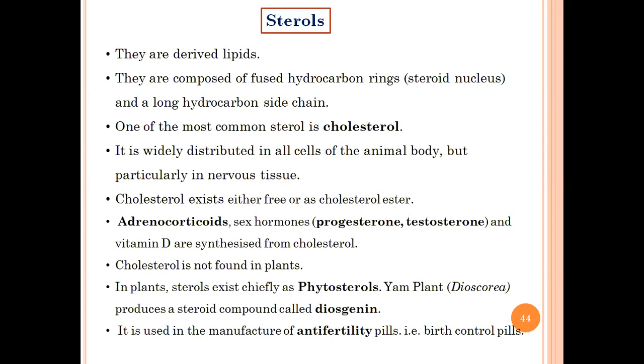So these adrenocorticoids are nothing but a type of hormones which are produced by the adrenal gland. Okay, please keep this in your mind. It can be asked in an MCQ. Adrenocorticoids are hormones which are secreted by what? Who will secrete adrenocorticoids? Which gland? Adrenal gland. Adrenal gland. Adrenal.